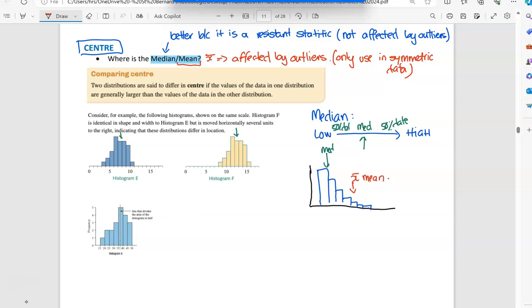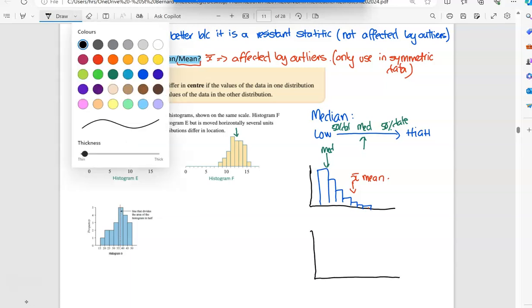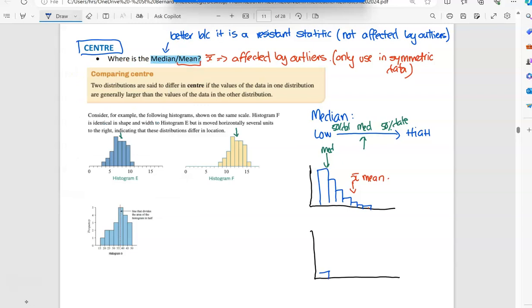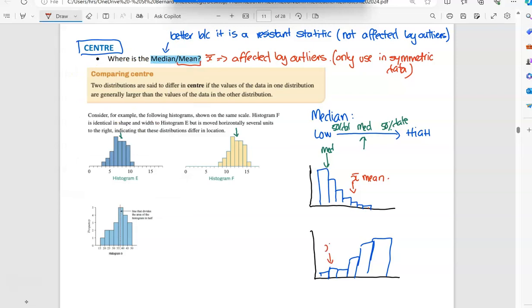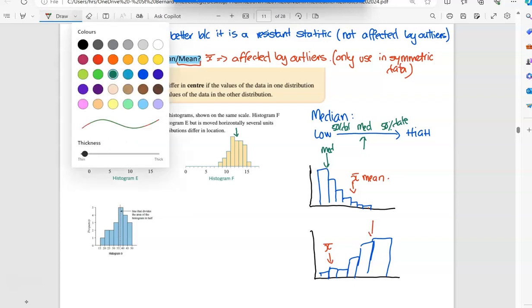And if you have the other way, where we have a small amount of data and then we get larger like this, those low numbers cause the mean, or the average, to be lower, but the median will still be up here.